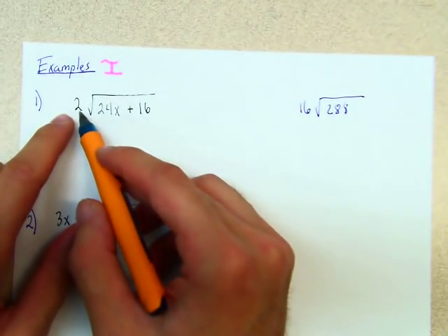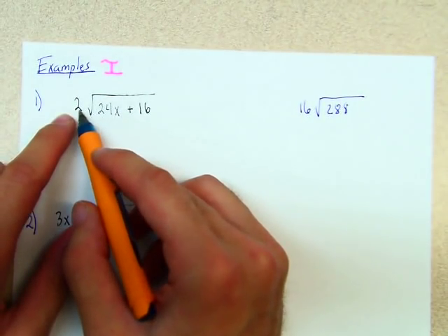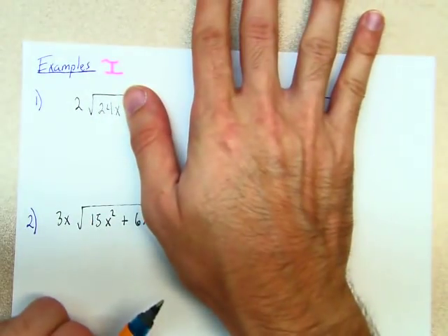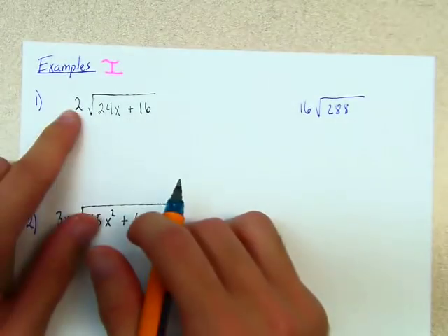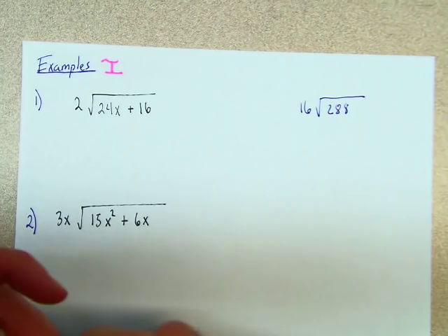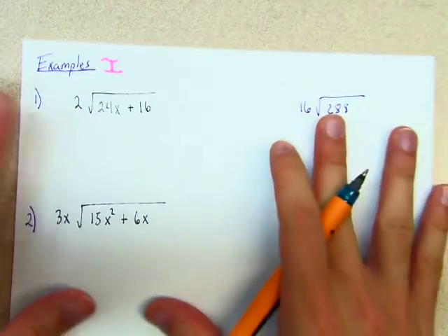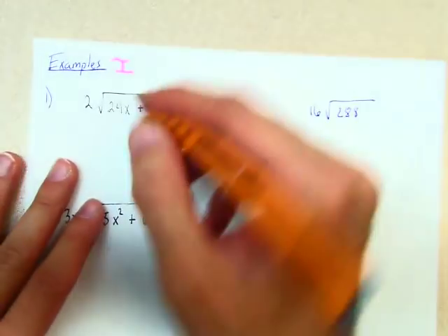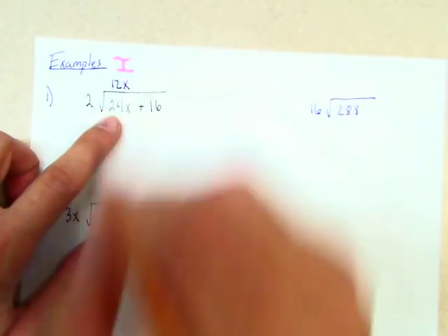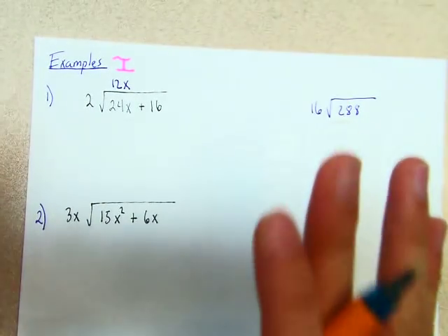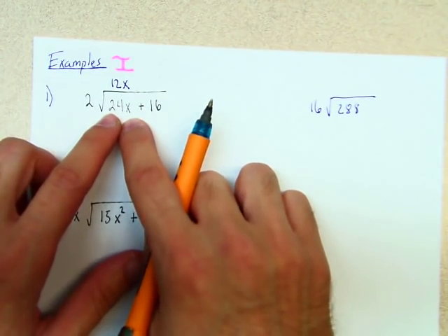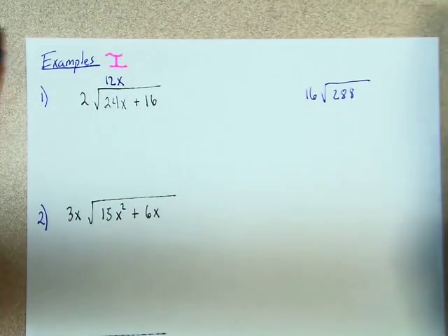So what are we going to ask ourselves now? How many times does 2 go into 24x? How many times does 2 go into 24x? It's a little weird what it will be, but 2 goes into 24x 12x times. Now, don't freak out. I know right now you're probably thinking, Mr. G, what on earth are you talking about? That sounds very weird. But let's see something.